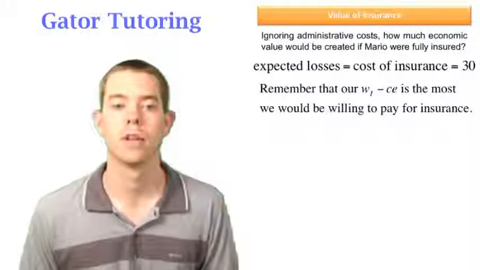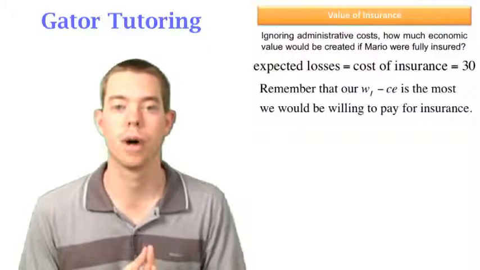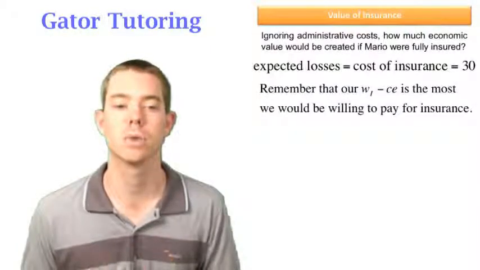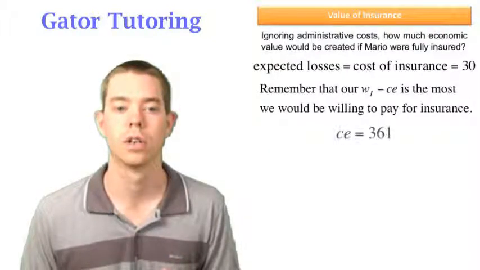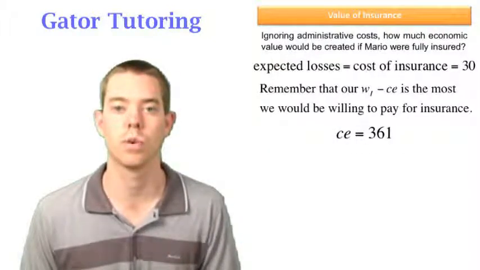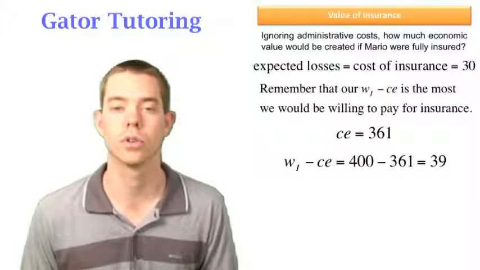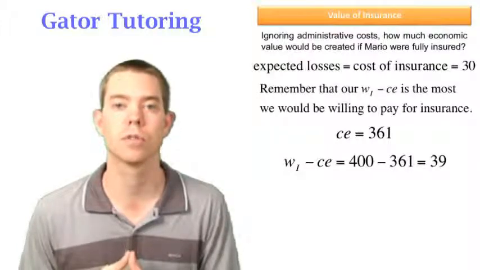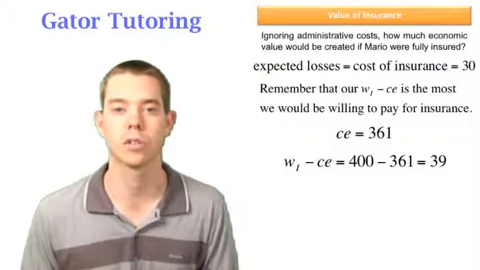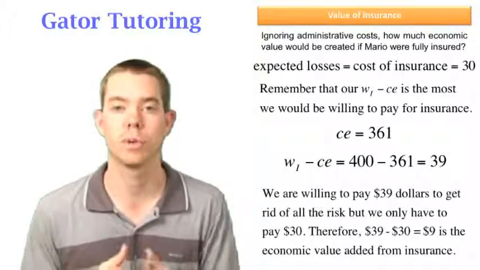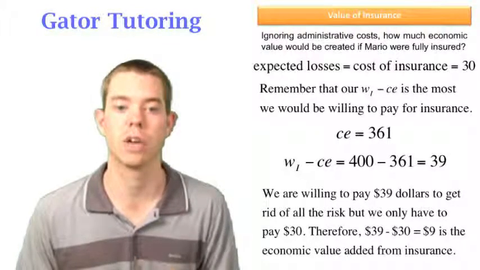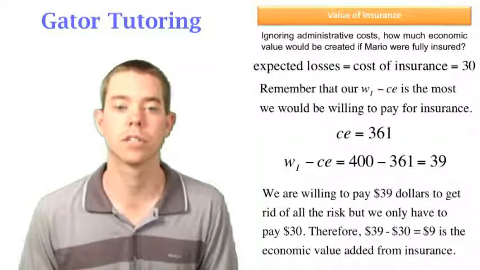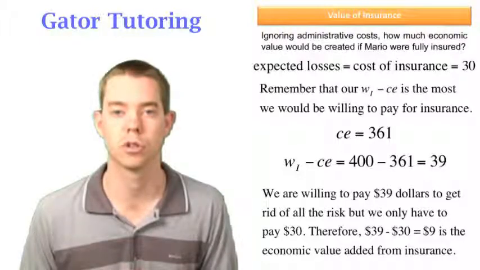policy. So remember that our initial wealth minus our certainty equivalent is the most that we would be willing to pay for insurance. In this case, our certainty equivalent was 361, and our initial wealth was 400. Therefore, the most that we'd be willing to pay for insurance, we find to be $39. So the most we'd be willing to pay for insurance to get rid of all of our risk is $39, but we only have to pay $30. Therefore, $9 is the economic value added from insurance.